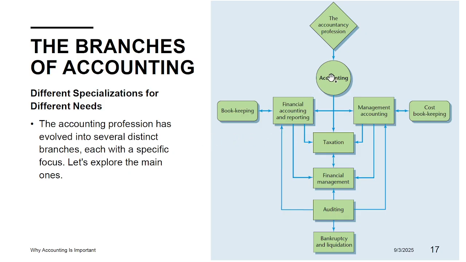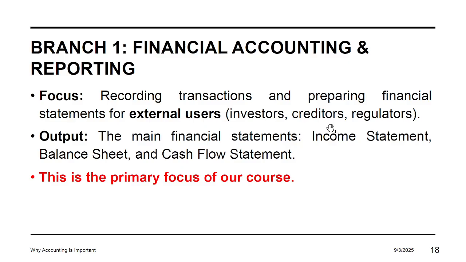So we see here accounting, we have the accountancy profession, we have bookkeeping, we have financial accounting and reporting, etc. The first branch is financial accounting and reporting. This one focuses on recording transactions and preparing financial statements. And this is very important for external users, meaning investors, creditors, government, regulators, etc.